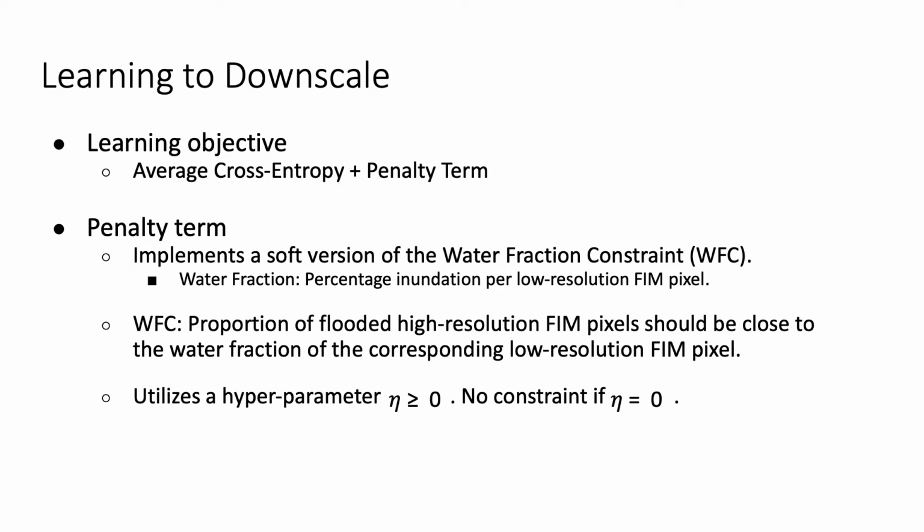Additionally, we also use a penalty term that makes use of a soft version of the water fraction constraint. This constraint works on the principle that the proportion of flooded high-resolution pixels should be close to the water fraction of the corresponding low-resolution pixel. This soft constraint uses a hyperparameter eta, and this constraint is effectively turned off if eta is 0.